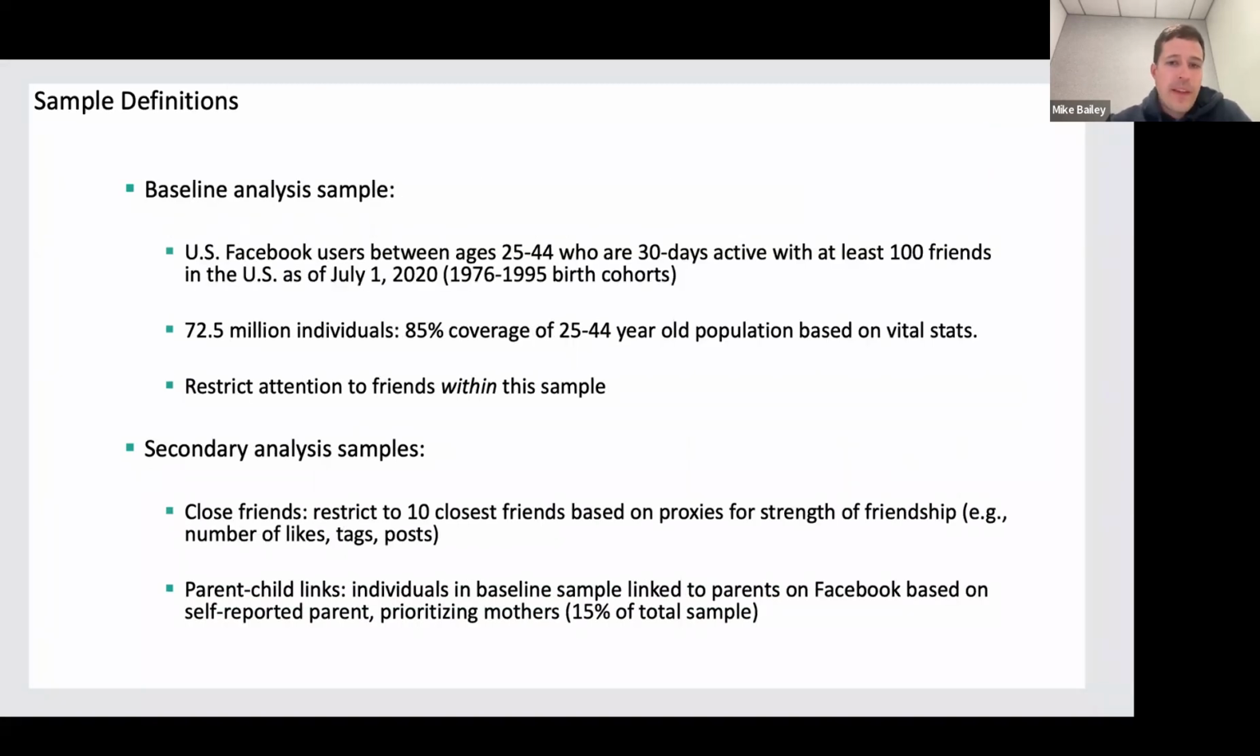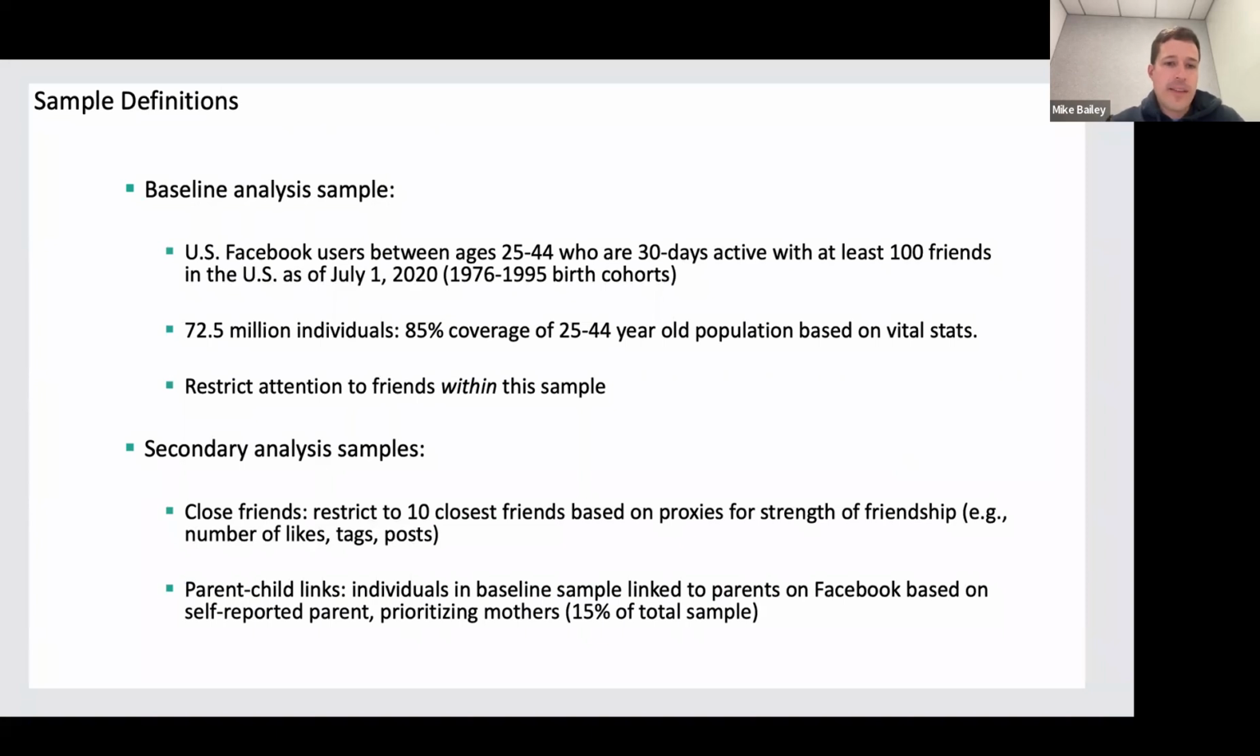And we formed this sample, mostly consisting of Facebook users between 25 and 44 years old. We also had a smaller sample of teenagers that I'll talk about later. And then we graphed the network between them.